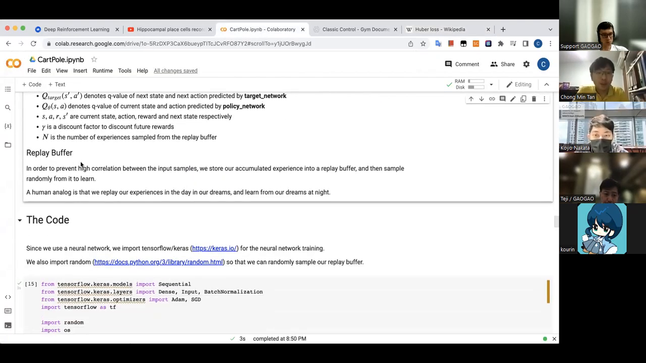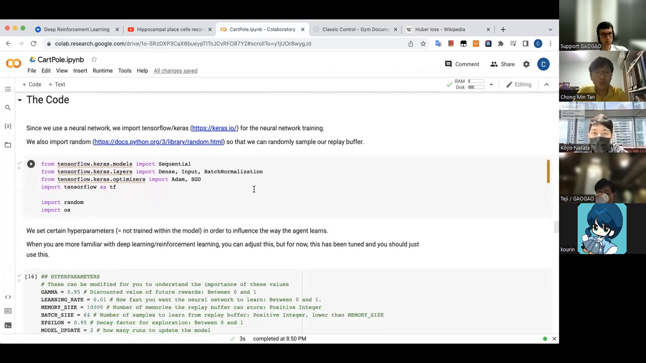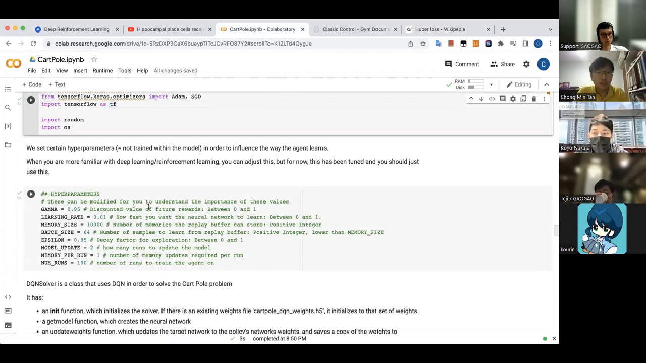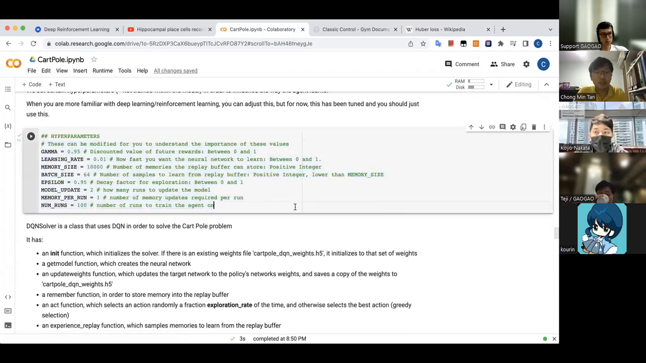Okay, so the replay buffer is basically to store the input samples, and then we randomly sample to learn. It's like we replay our experience in the day and learn from them at night. So this is the code. We use TensorFlow to do it. These are the hyperparameters.